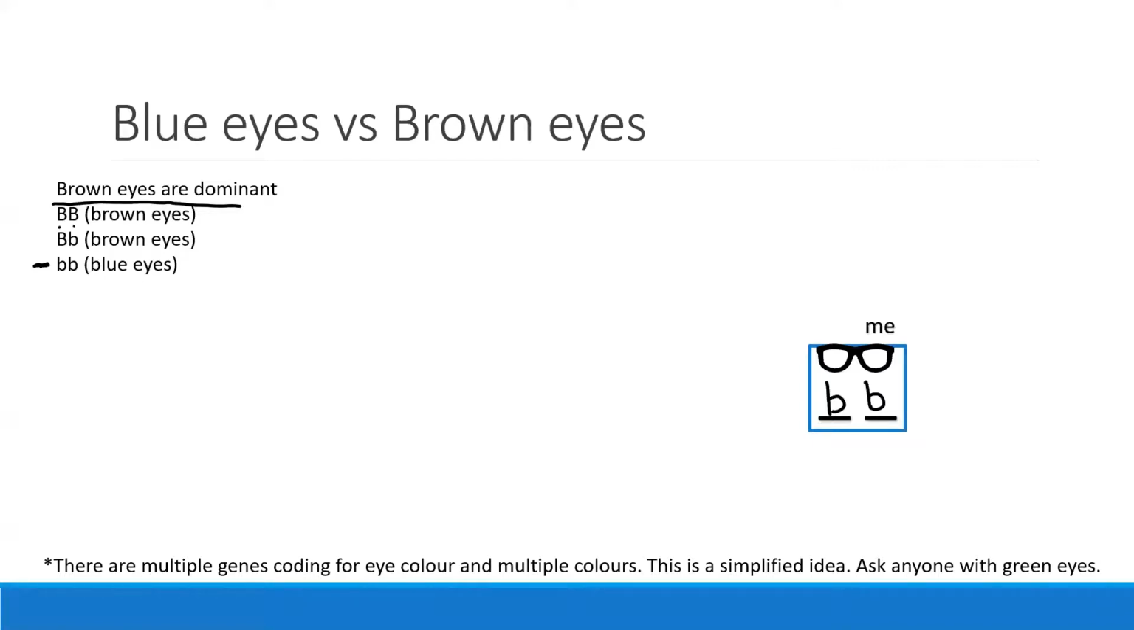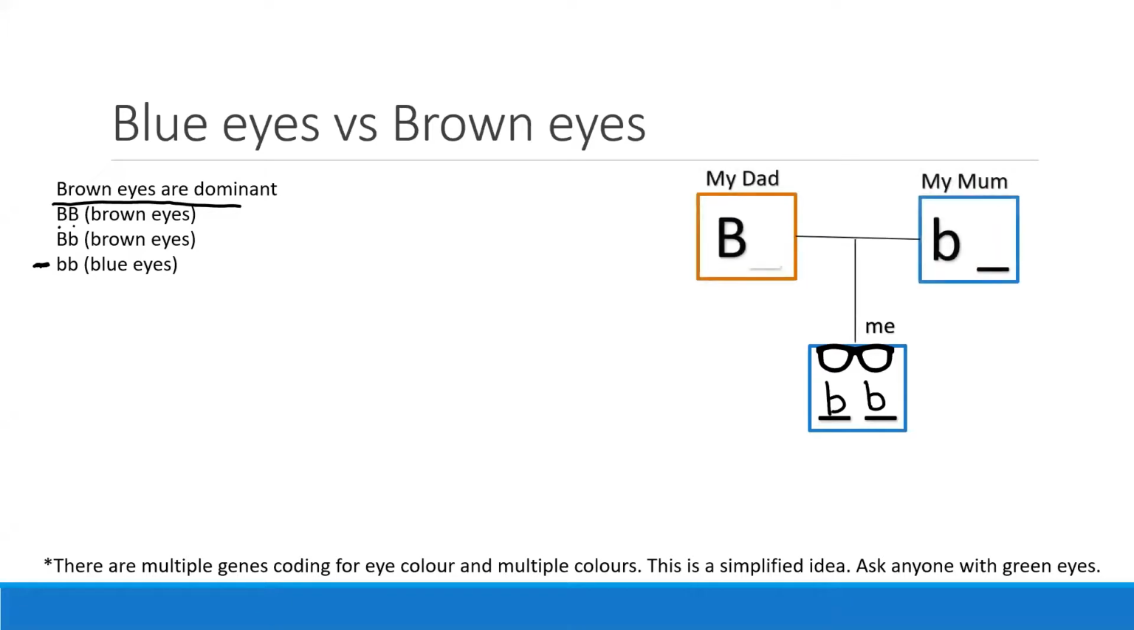Now, where did these blue eyes come from? Well, I must have got these blue eyes from my parents. So if I look at my parents, my mum has blue eyes. Can you tell me what's the other allele that would go here? Lowercase b. It has to be a lowercase b, because otherwise she would have brown eyes.